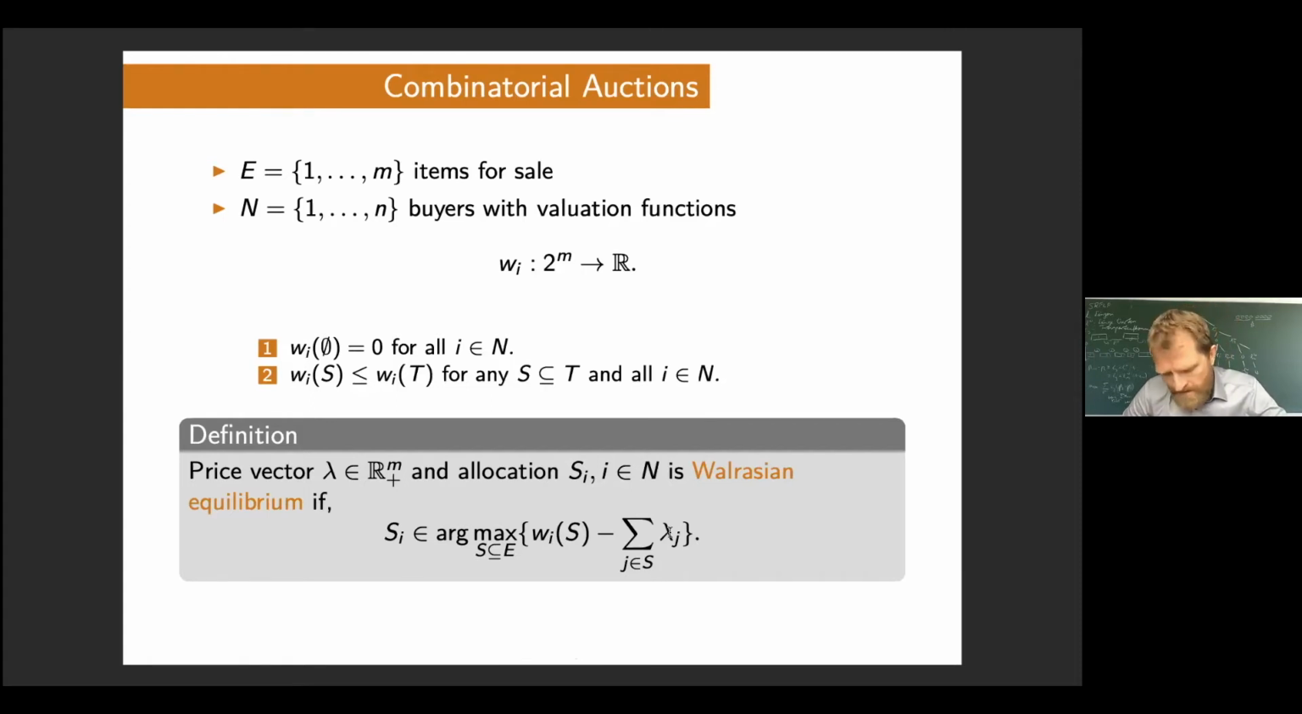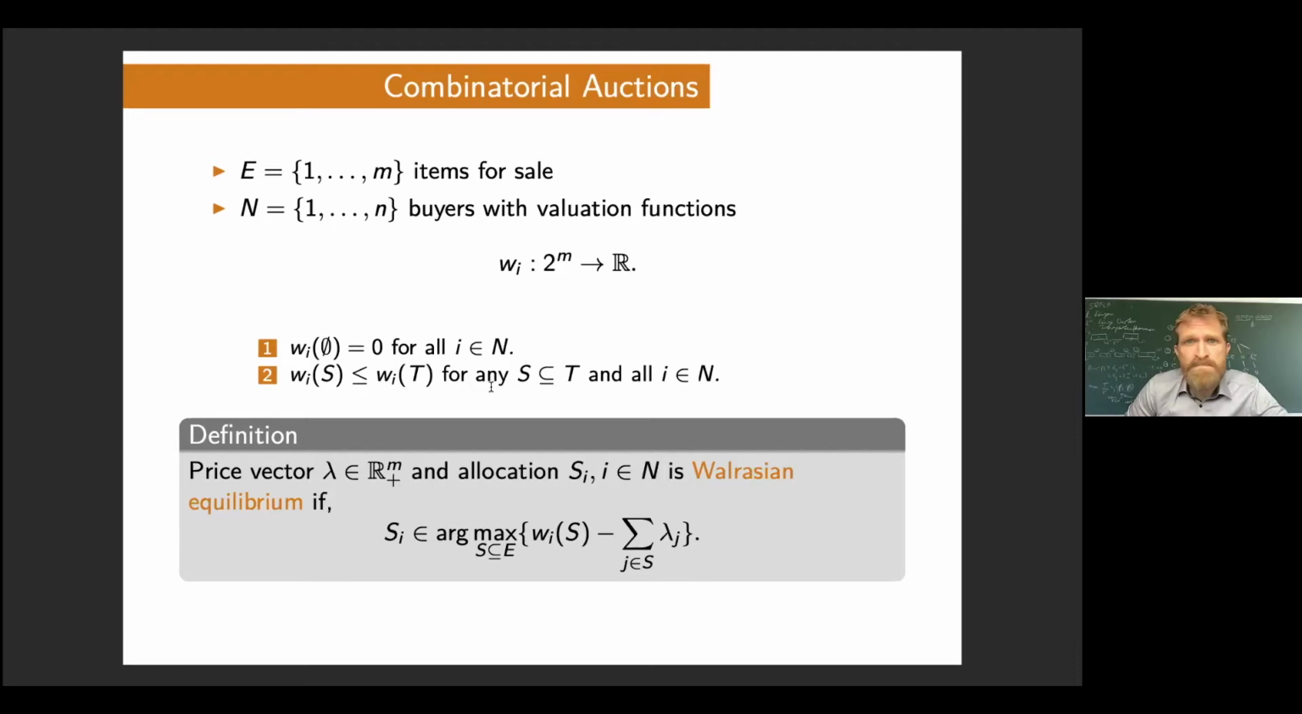And let me note one difference to the previous model. This model is inherently discrete. So the strategies of agents are a subset of items that they want to buy. So it's not anymore, let's say, a smooth flow polyhedron. It's something discrete here for the moment.